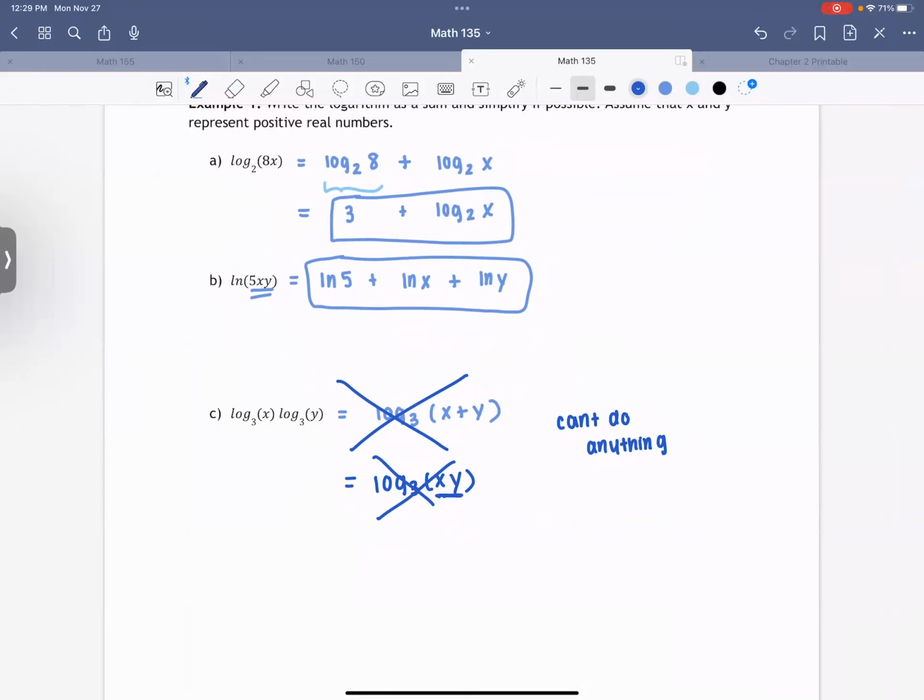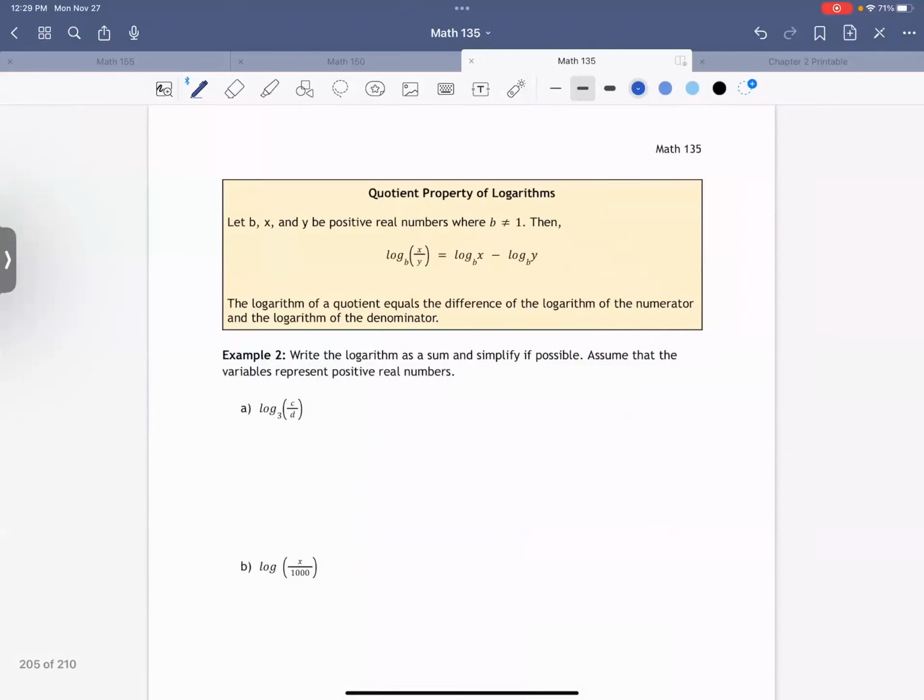Oh no, so you can't do anything to the bases either. So this wouldn't be log 9xy. There's really nothing you can do here. Yeah. All right. Let's go to the second property.